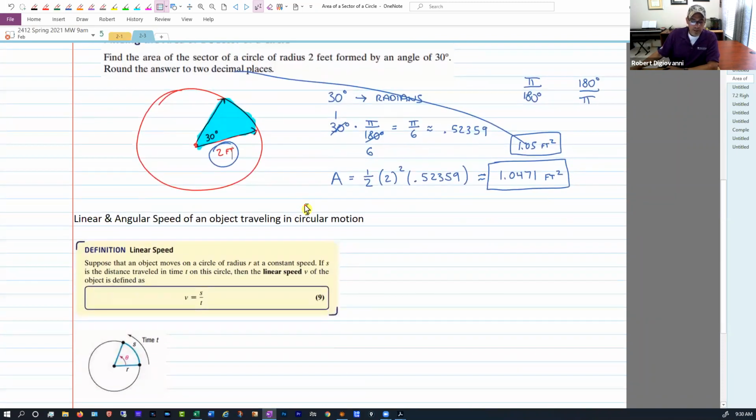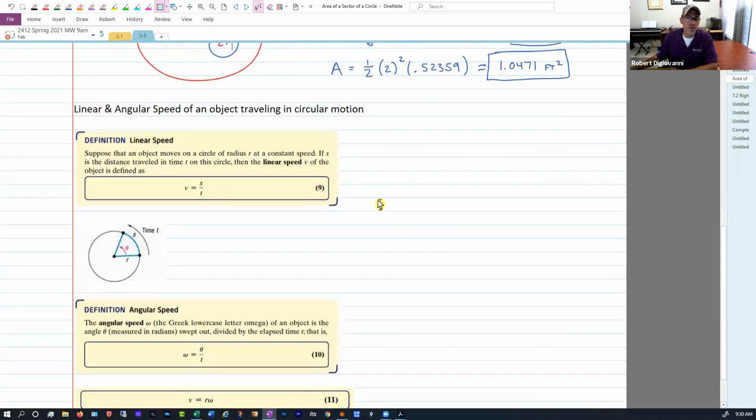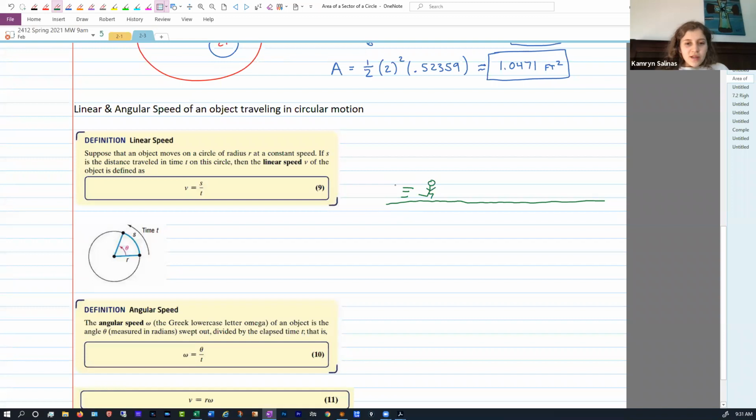All right, now we're going to talk about linear and angular speed of an object traveling in circular motion. Let's talk real quickly about what we know already about speed, about velocity. Let's say you're a person and you're going to run. Can you tell they're running? You can tell that I've been drawing stick people for a long time, right? If you can't draw a stick person that well, don't feel bad. I'll even put a little hat on.